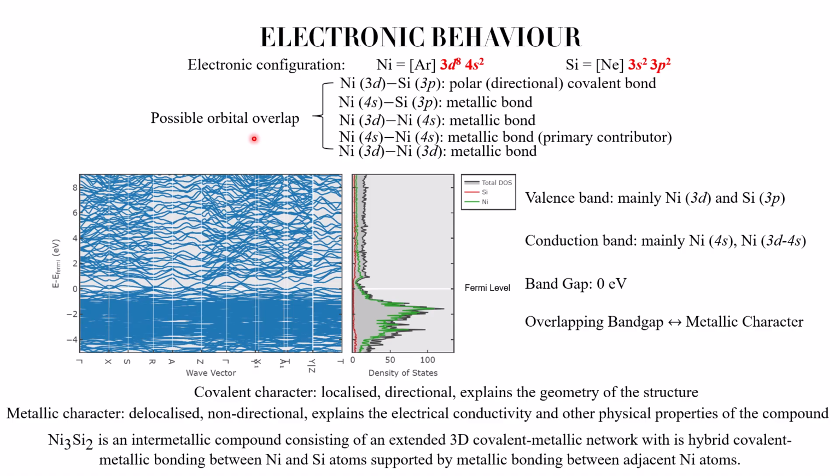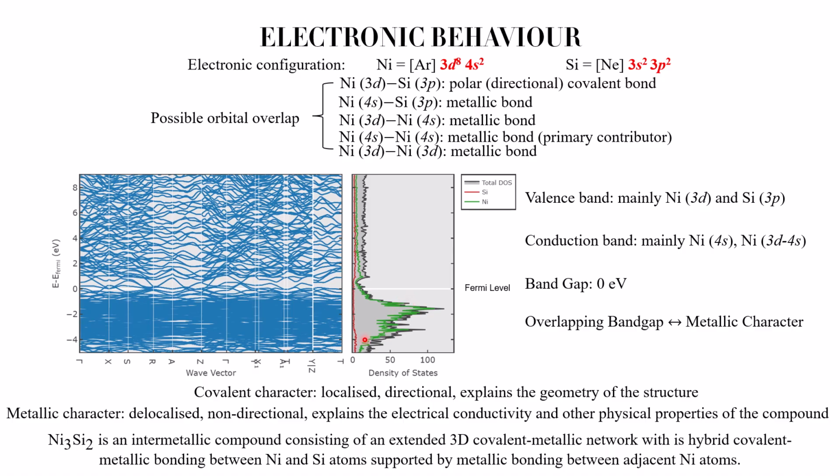And we indeed find that there exists a nickel-silicon covalent bond which is polar, due to the overlap between the 3d orbital from nickel and the 3p orbital from silicon. The rest of the orbital overlaps lead to metallic bonding, with the primary contributor being the overlap between 4s orbitals of adjacent nickel atoms. In terms of the band structure, we see that nickel dominates. We see the valence bands near the Fermi level being filled, which is due to the covalent bond between nickel and silicon.